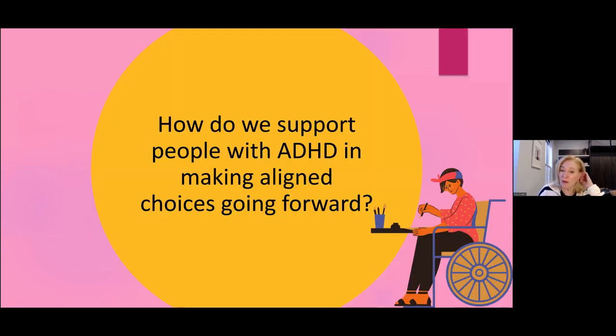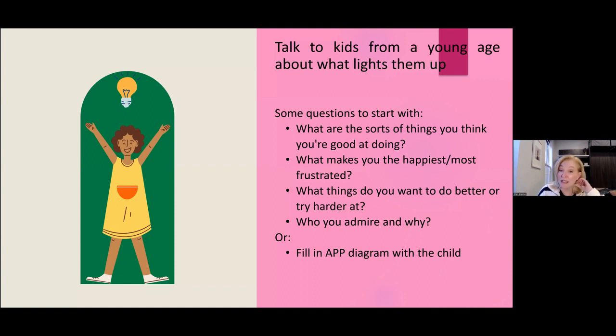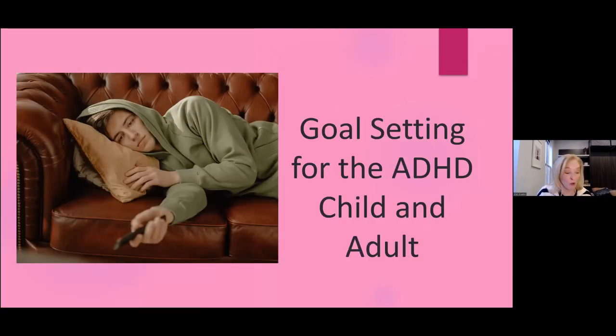So how do we support people with ADHD in making aligned choices? Well, we want to think about what sorts of things light them up. This can be done at a very early age, but I do this even with my ADHD clients at older ages. What are the sorts of things you're good at doing? These are conversations that people with ADHD don't tend to have. What makes you the happiest? What makes you the most frustrated? Who do you admire? Filling in that graph with them can be a very useful way of helping them figure out what their goals are.